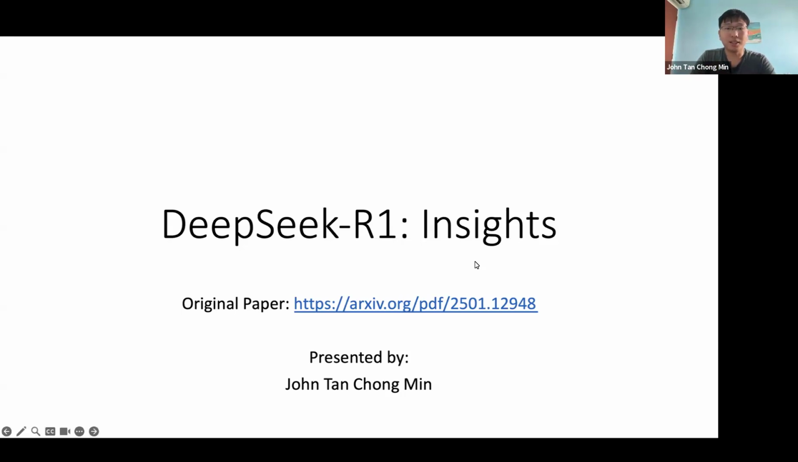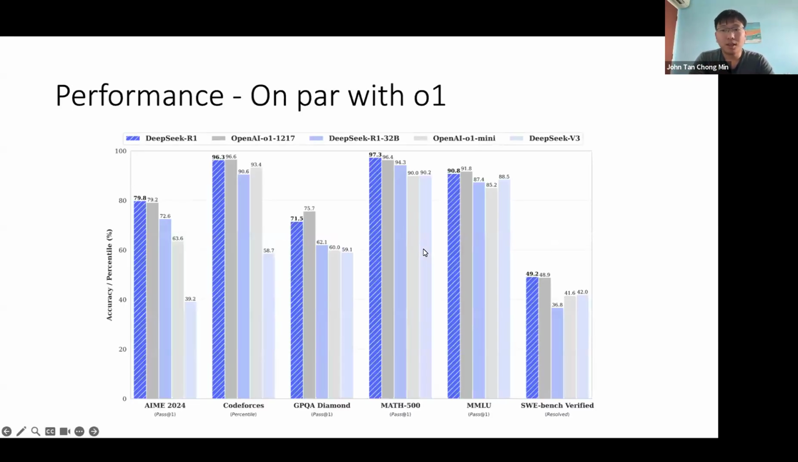And yep, let's begin. The first slide here is just to show that DeepSeek R1 shows almost on par performance with O1, which is really impressive for an open source model. There are a lot of other benchmarks, but I don't need to go through them, because feel free to read the paper yourself for all the comparisons. This is not the focus for today.